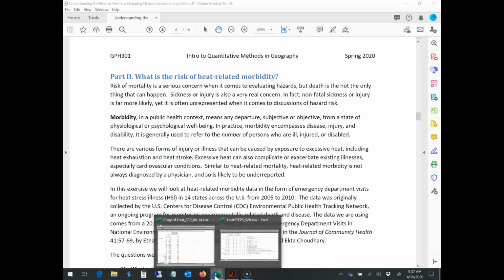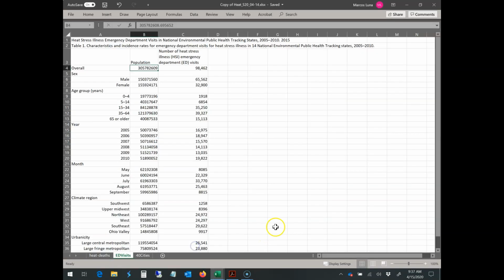So we're starting with the same workbook that we used last time to look at mortality. This time we're looking at the ED visits worksheet or tab in that same workbook. And this data that we have here comes from the Centers for Disease Control tracking program looking at heat-related illness between 2005 and 2010. It also comes from a research article that was published showing that analysis.